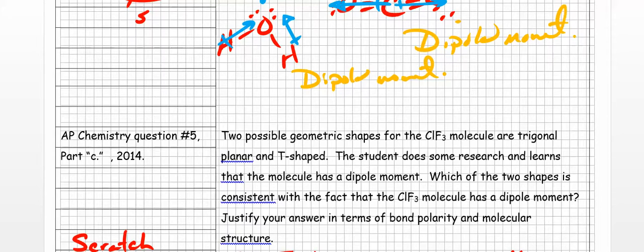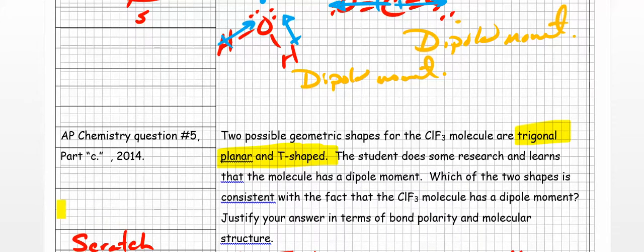Let me read the question one more time, because I think it's important that we really understand what is happening here. It says two possible geometric shapes for the ClF3 molecule are trigonal planar and T-shaped. So that's going to be important for us. Trigonal planar and T-shaped, just like that.